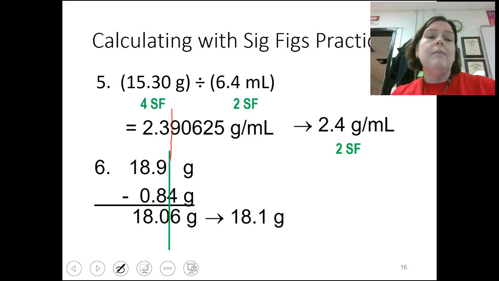So as you can see, multiplication and division is much less complicated. We're just counting sig figs, the least number of sig figs, and that's the number we approach. Addition and subtraction is a little bit more complicated, and we have to think about significant place, okay?